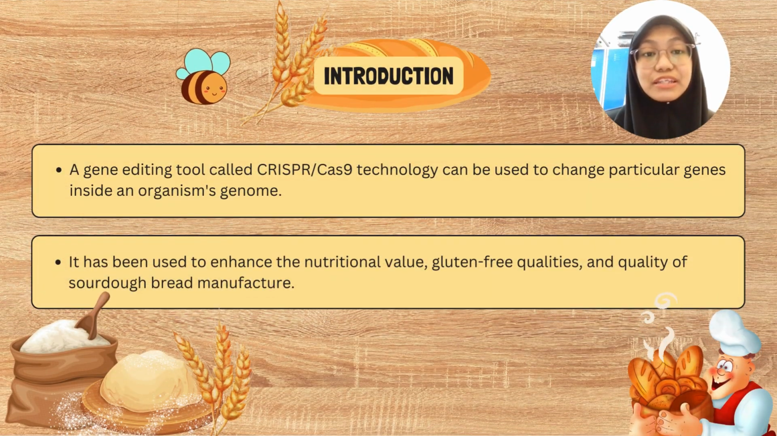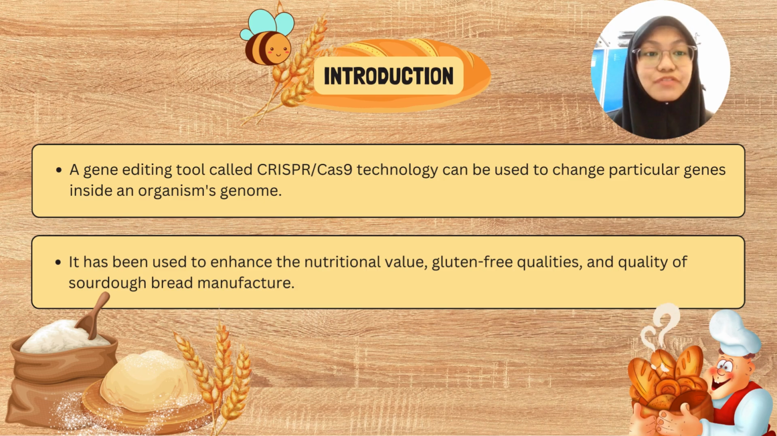I will explain an improvement on genetic engineering for sourdough bread production. As for the introduction, the genetic engineering tool that I will explain is a gene editing tool called CRISPR or Cas9 technology, which can be used to change particular genes inside an organism's genome. It also has been used to enhance the nutritional value, gluten-free qualities, and quality of sourdough bread manufacture.